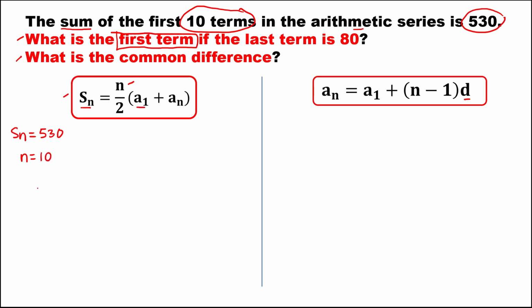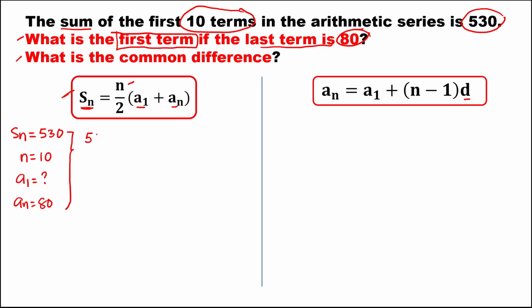Then a sub 1 is the first term, and this one is the unknown. A sub n is the last term, and the last term is 80. So a sub n is equal to 80. Then to find now the first term, using this formula, we have the sum of the numbers.